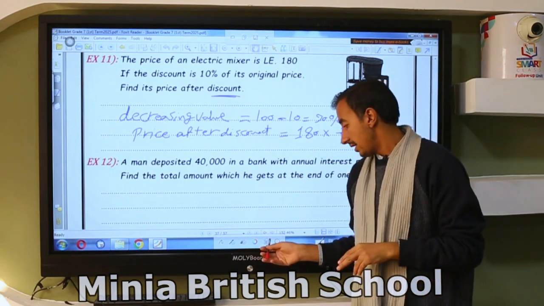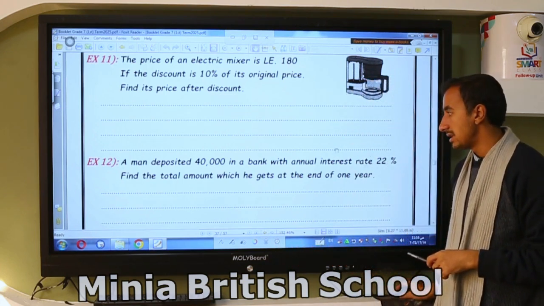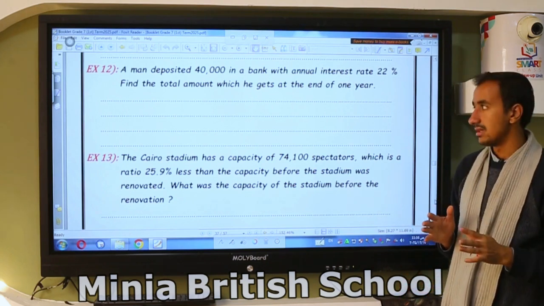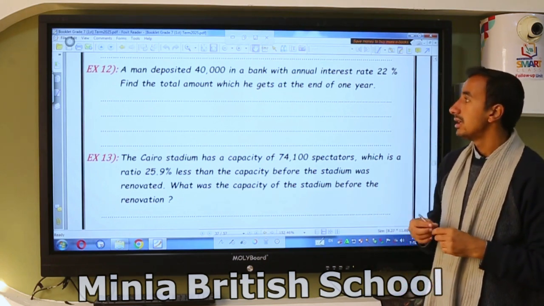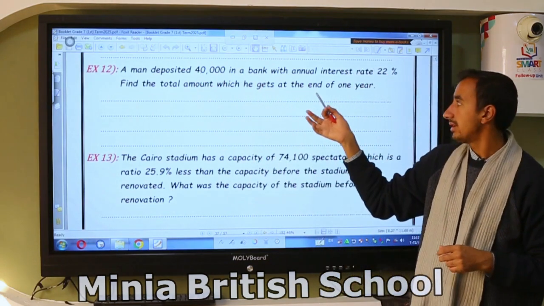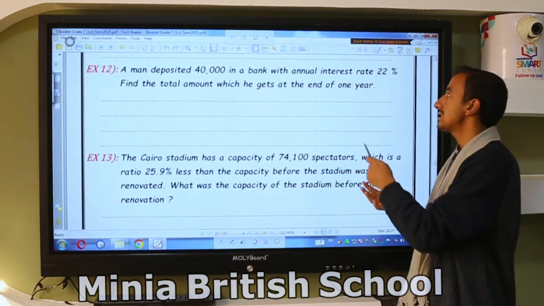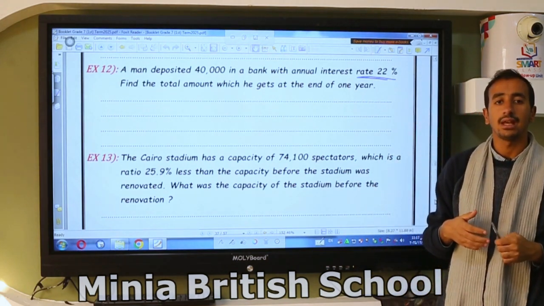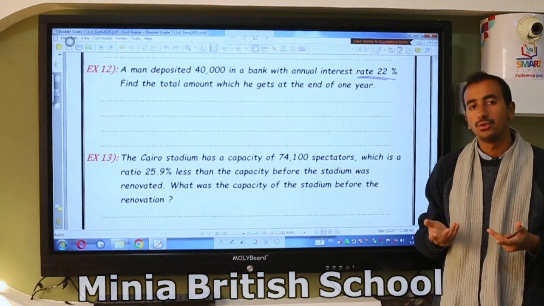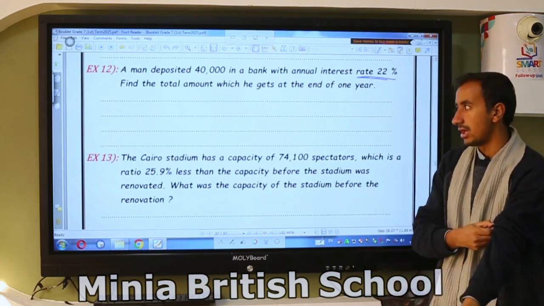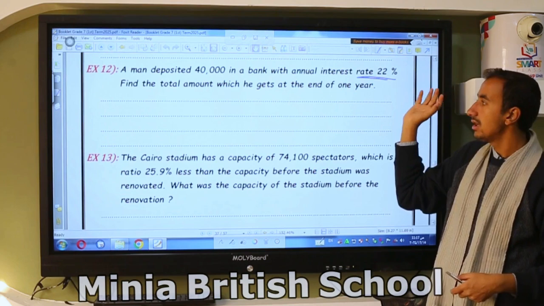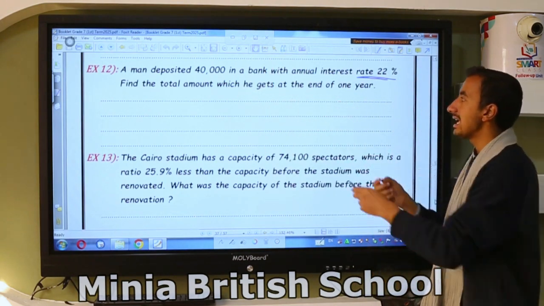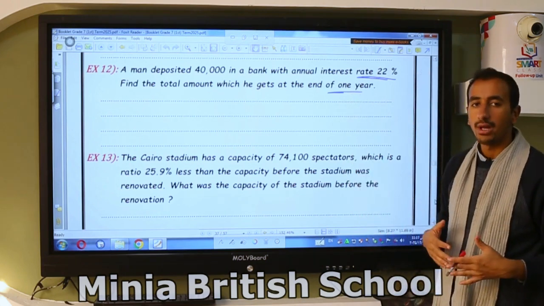Okay. Another example for the deposit. Deposit means to give the money to the bank to save it in your account. Okay. Here a man deposits 40,000 in a bank with an annual interest rate of 22%. It means the profit for you after 1 year, 22% of the total amount of money. Here find the total amount of money which we get at the end of 1 year. I need the price after.